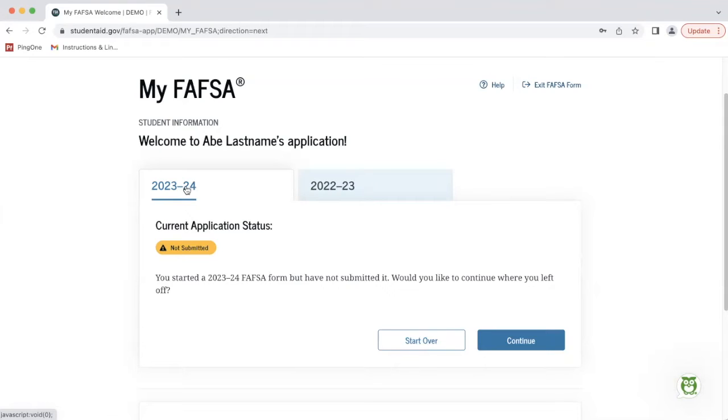So let's just say we're a senior in high school and we're going to be graduating in May of 2023, and we're going to be taking the summer off and starting college in the fall, which would be the fall of 2023. We want to make sure that we have this highlighted, the 2324 version, not the 2223 version, even if it's in that current school year. It's always going to be for the year in which you're receiving the aid. So we have our 2324 year selected, and we'll go ahead and get started.